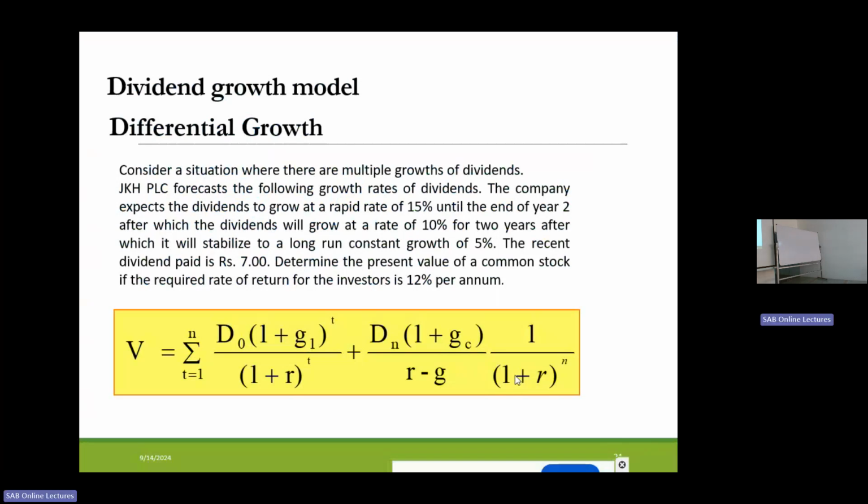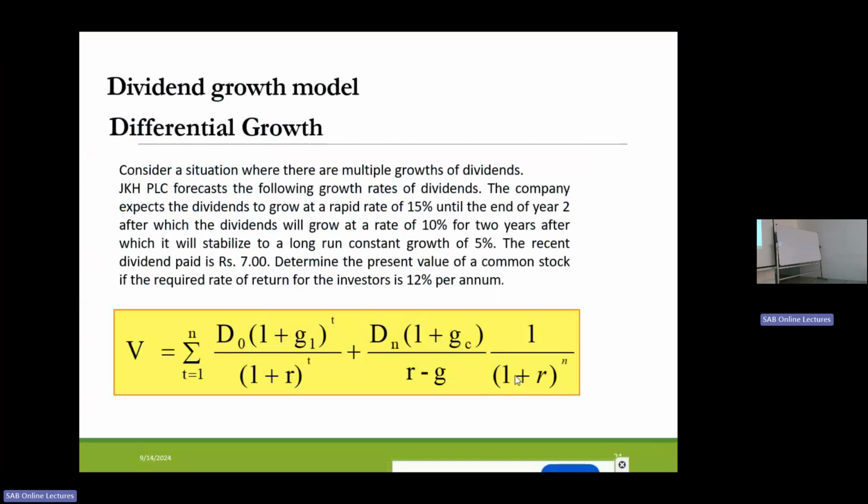So here we expect the company to pay dividends growing at 15% for year 1 and year 2, until the end of year 2. After which, dividends will grow at a rate of 10% for another 2 years. After which, it will stabilize to a long-run constant growth of 5%. After the 4 years, we expect the company will pay dividends at a constant growth of 5% for a long period. So now you can see there are 3 growth rates of dividend.